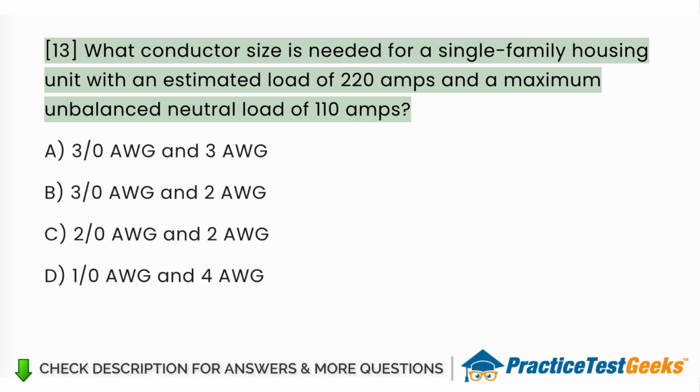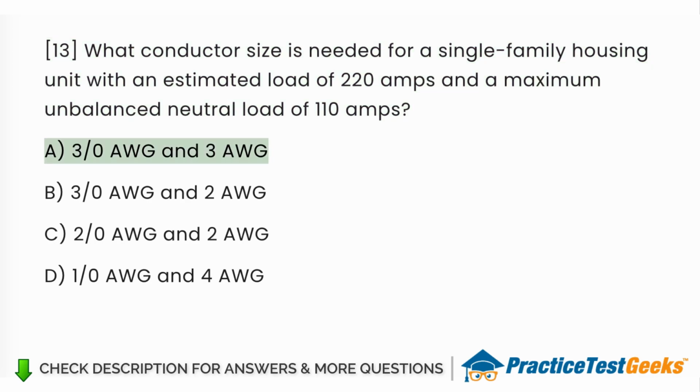What conductor size is needed for a single-family housing unit with an estimated load of 220 amps and a maximum unbalanced neutral load of 110 amps? A. 30 AWG and 3 AWG. B. 30 AWG and 2 AWG. C. 20 AWG and 2 AWG. D. 10 AWG and 4 AWG.